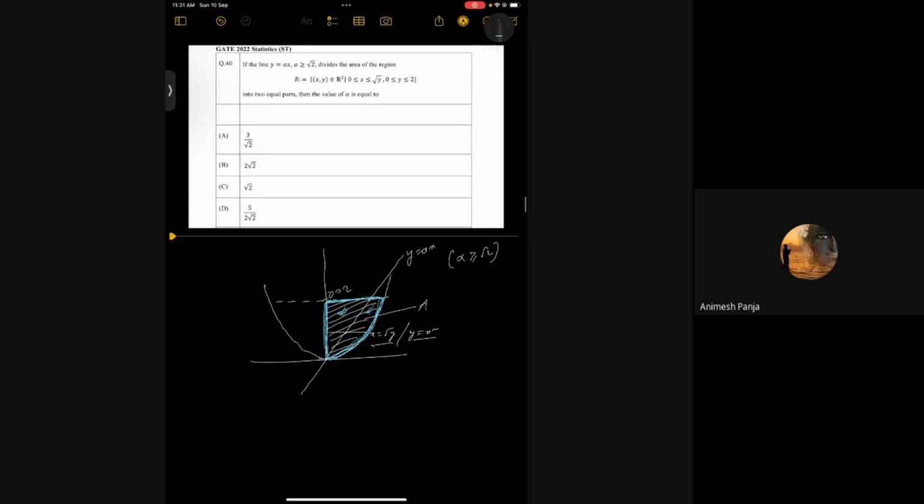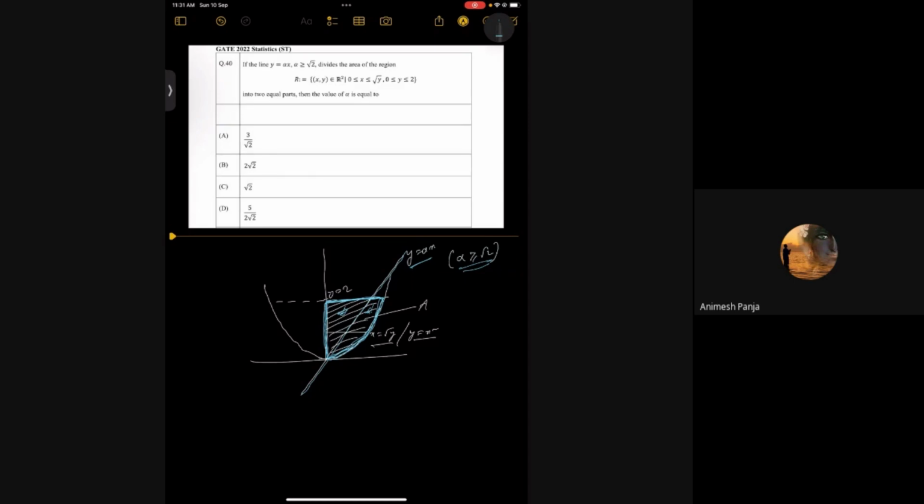See, the question asks us, okay, let's read the question again. If the line y equal to alpha x, alpha is greater than or equal to √2. So I have drawn the line here. This is y equal to alpha x, and alpha is greater than or equal to √2. This line divides the region R.